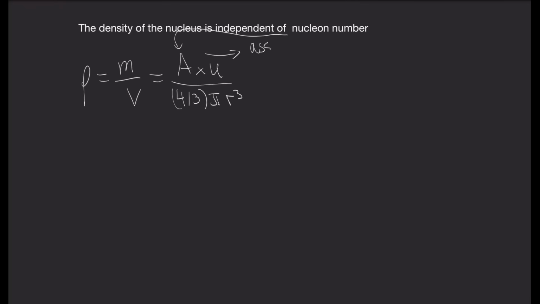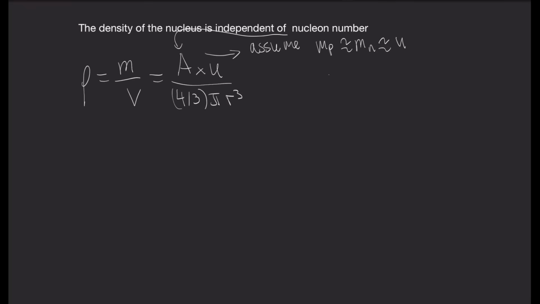Next one, for nuclear, the density of the nucleus is independent of the nucleon number. So we're going to start off with density is equal to mass over volume. Now, the mass of the entire nucleus will be given by the nucleon number. Let's say that the nucleon number is just A, and let's multiply that by u. Divide that by the volume, which is the volume of a sphere, which is going to be 4/3 pi r cubed. Now, in doing that, we have assumed that the mass of a proton is about equal to the mass of a neutron, which is about equal to the unified atomic mass unit.